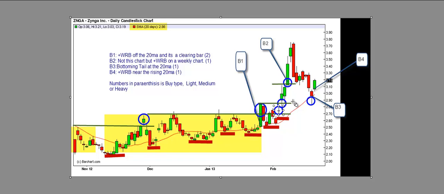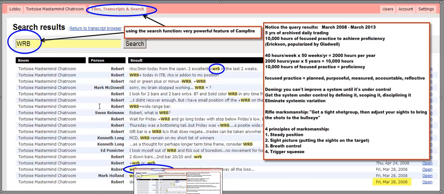So as Robert and I were talking this out in the chat room, he was using the acronym WRB. Well, some new members in the chat room didn't know what WRB meant, and so as a way to demonstrate one of the features of the chat room, I showed them this chart, which says, here's how you use the search function inside Campfire, which is the platform that we use for our chat room.